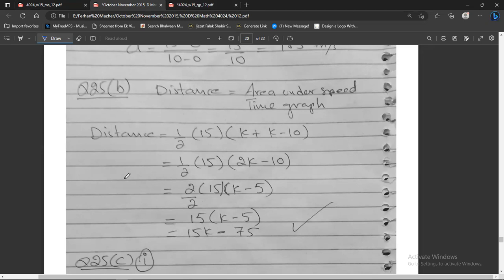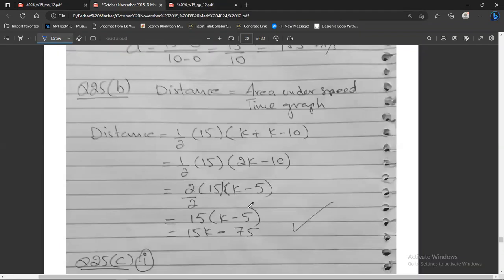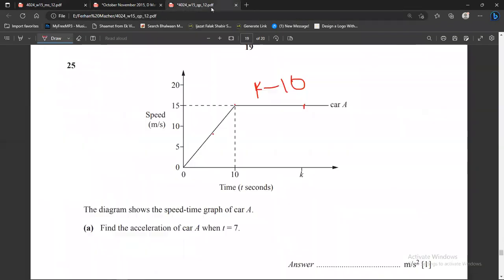Take the 2 common from these two. So this 2 and 2 will be gone, and you will have 15 into k minus 5, that is 15k minus 75. So this is that expression. 15k minus 75 is the right answer, sir. 15k minus 75, this is how this is done.